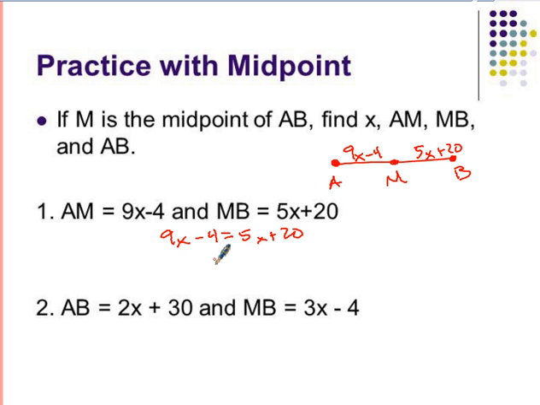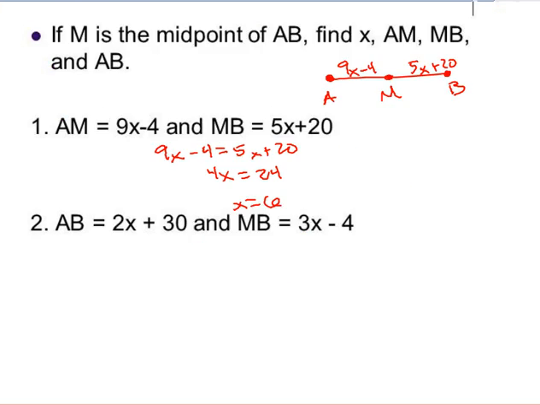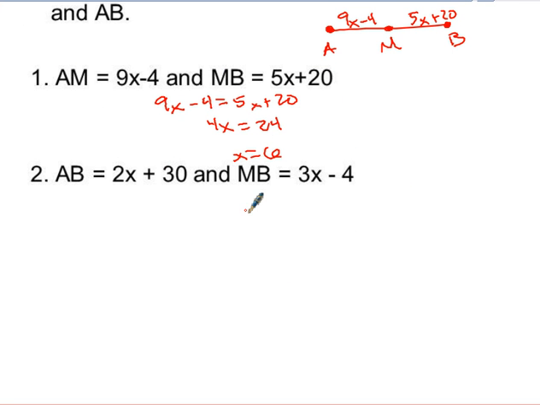Okay, subtract 5x from both sides and I get 4x. Add 4 to both sides and I get 24. And then x equals 6. All right, let's take a look at this one. Handwriting today is really bad. So now a little bit different here.